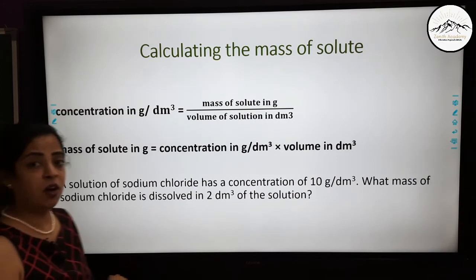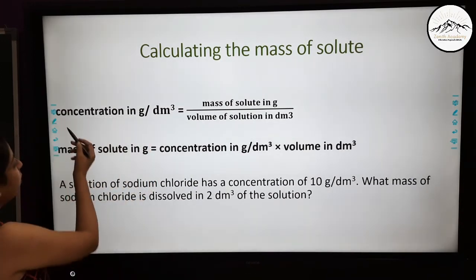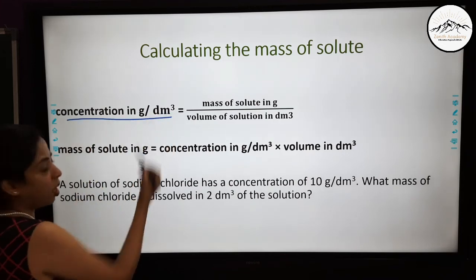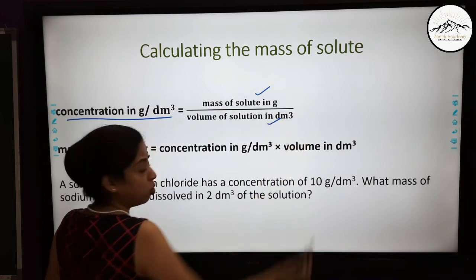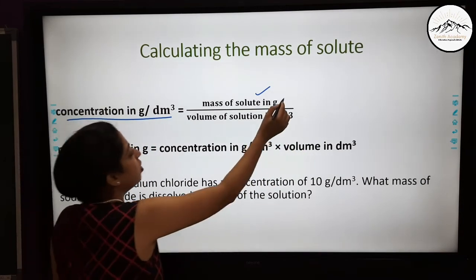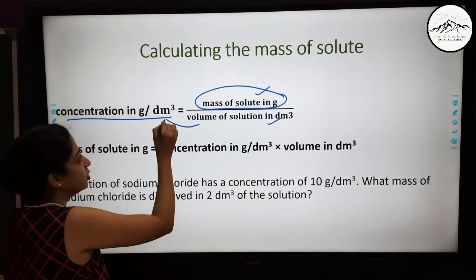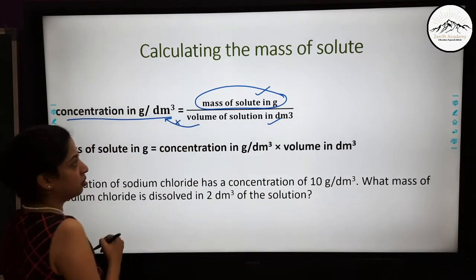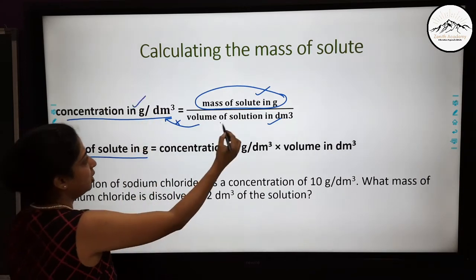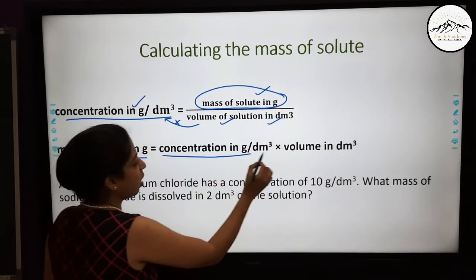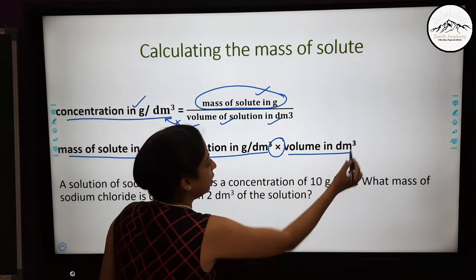Now let us see how you can calculate the mass of the solute. This is very easy. We already know the formula of concentration in gram per decimeter cube is mass of the solute in gram upon volume of solution in decimeter cube. Now if we want to find out the mass, we will take this to this side and multiply it. So mass of the solute in grams is concentration in gram per decimeter cube multiplied by volume in decimeter cube.